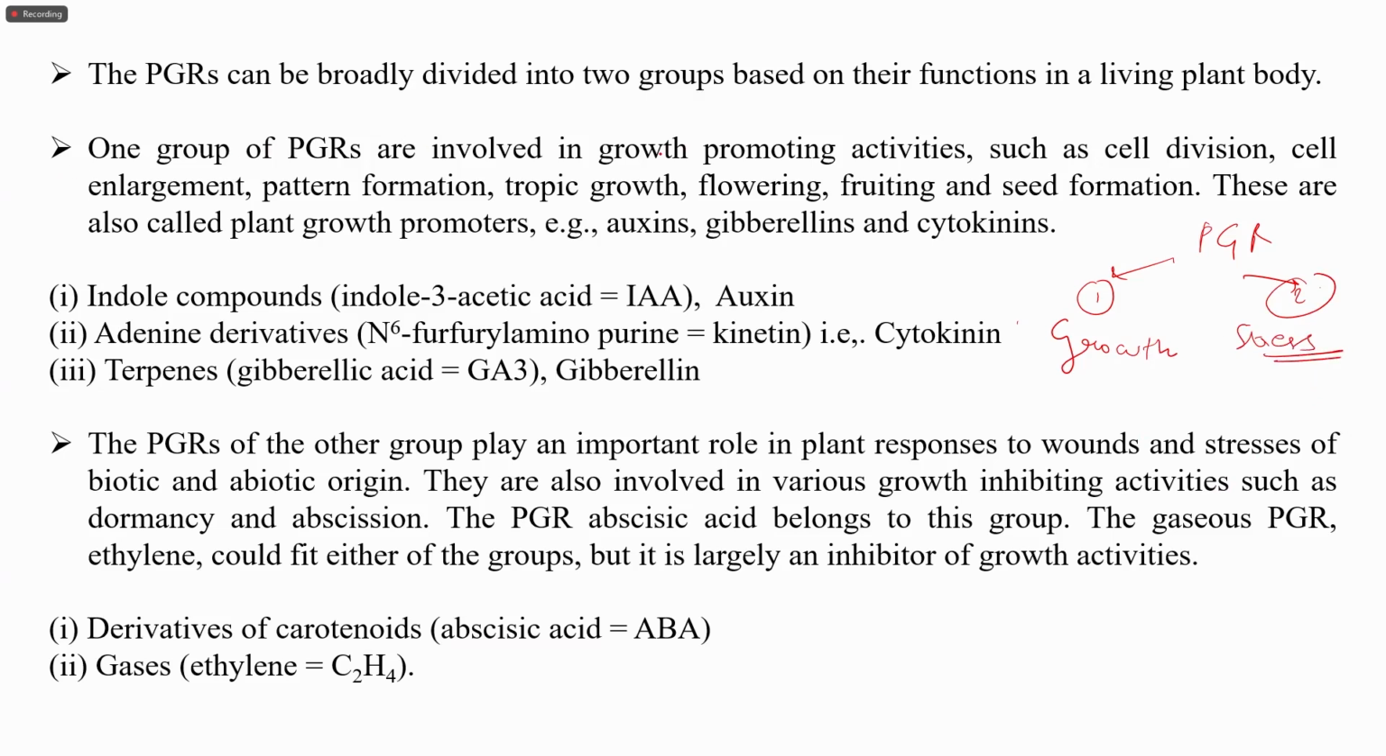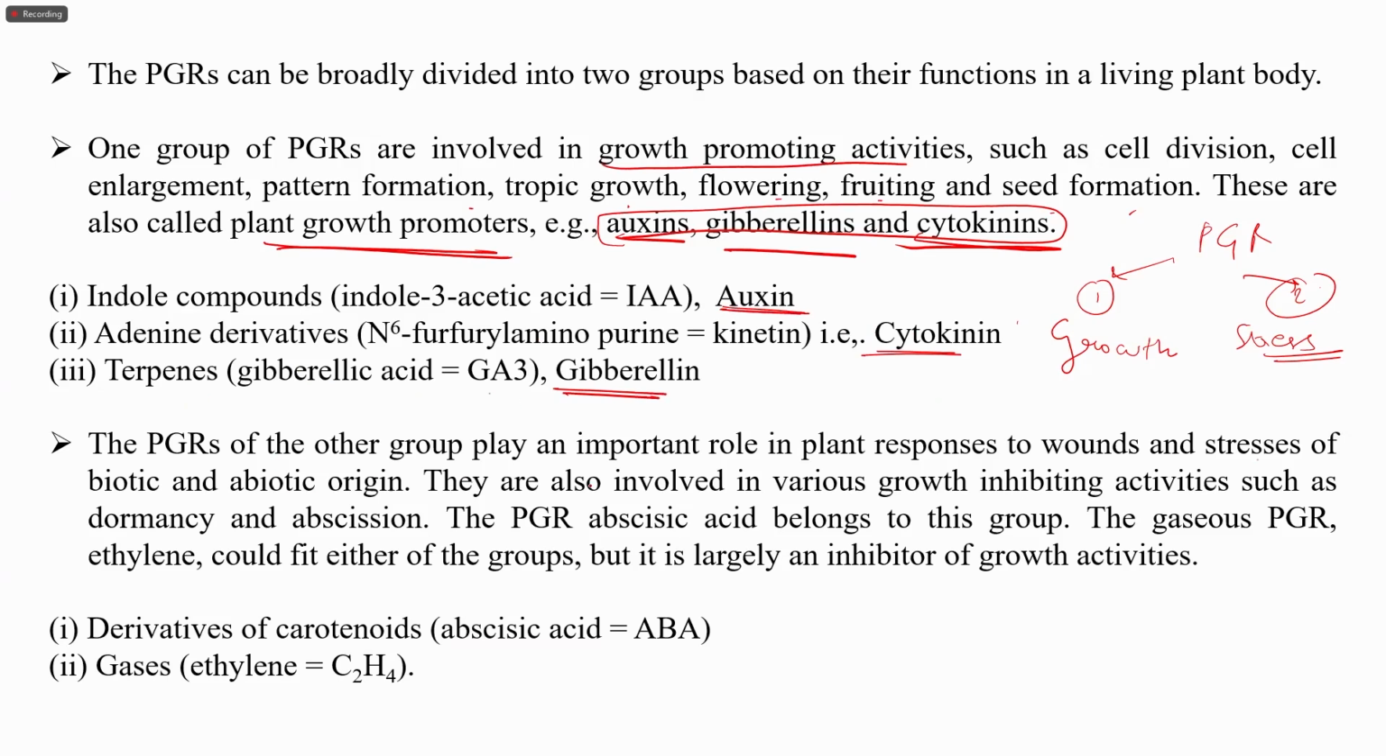One group of the PGRs is involved in growth promoting activities such as cell division, cell enlargement, pattern formation, tropic growth, flowering, fruiting, and seed formation. These are called the plant growth promoters. Examples: auxins, gibberellins, and cytokinins. Indole compounds like indole 3 acetic acid are auxin; adenine derivatives, as I mentioned, N6 furfuryl aminopurine, which is kinetin, are a cytokinin; and terpenes like gibberellic acid, GA3, are gibberellin.